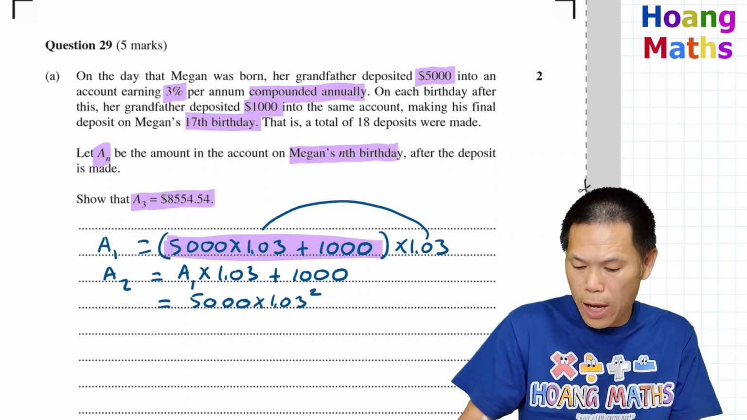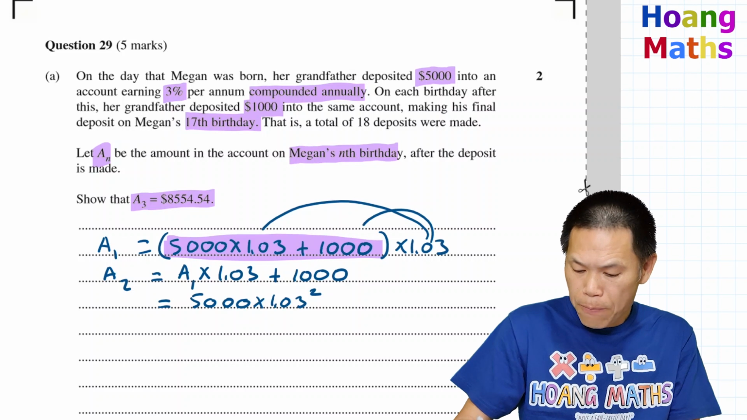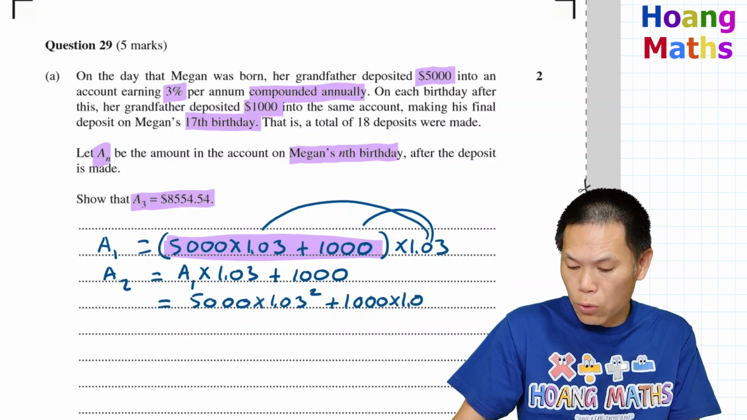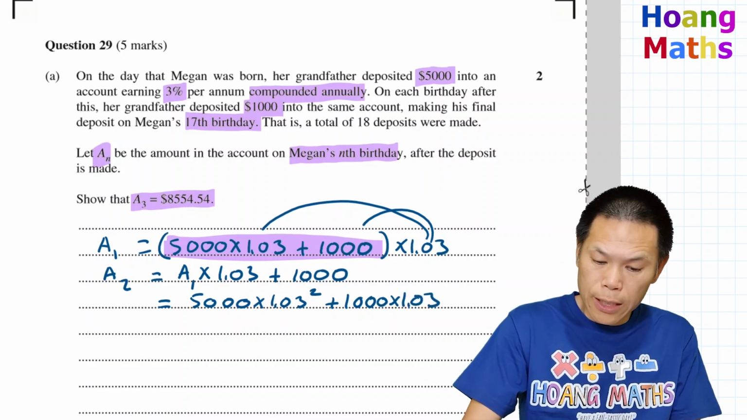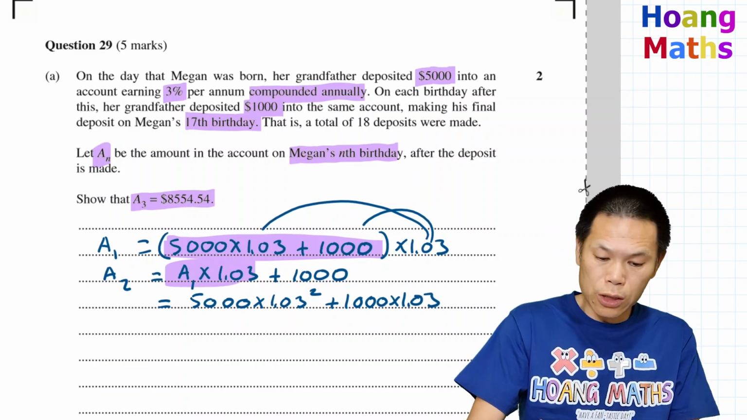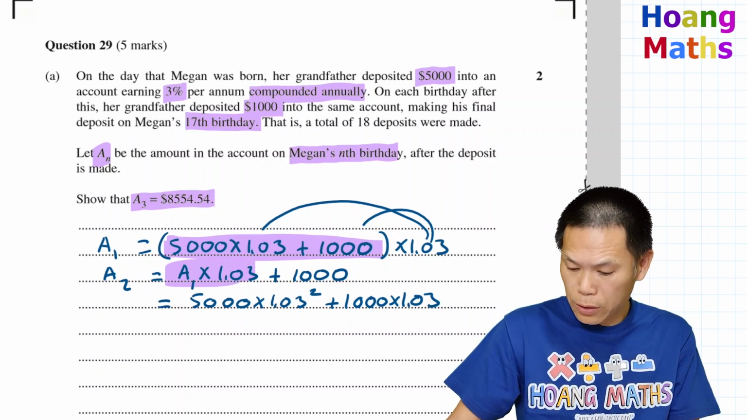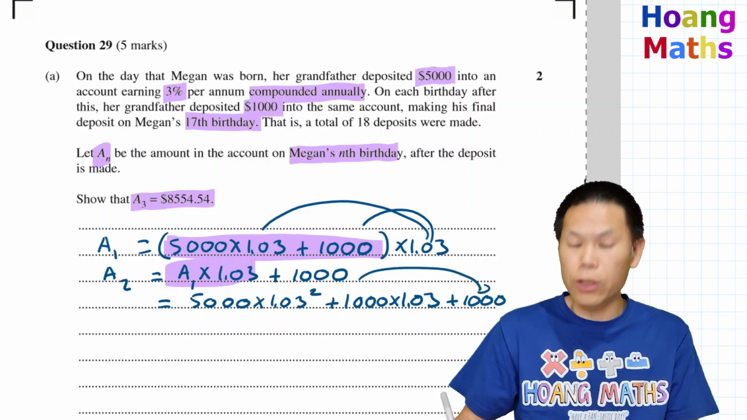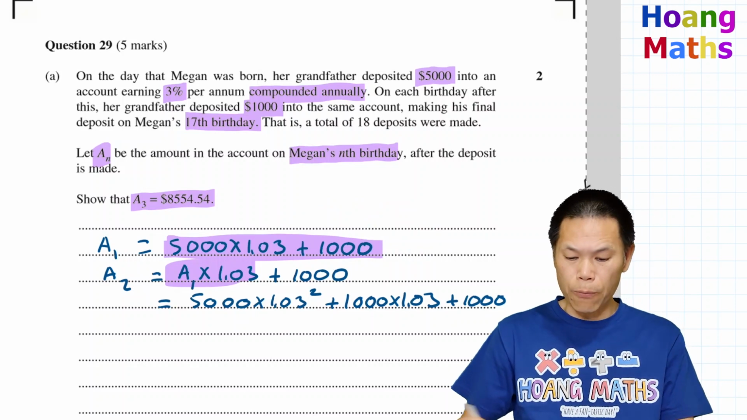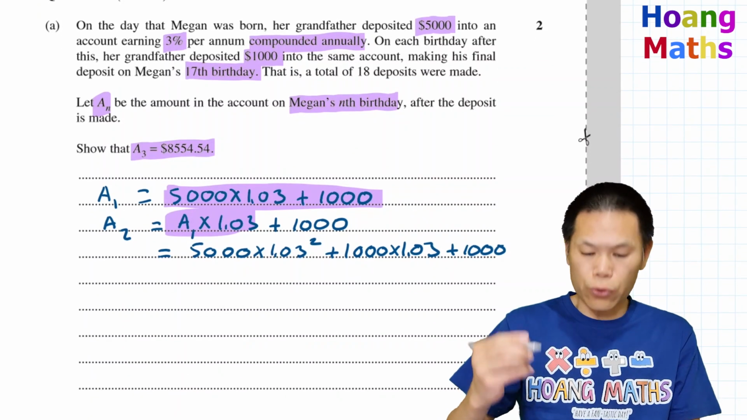And this 1,000 times 1.03 gives me 1,000 times 1.03. So this here is this one here, okay? Now we just need to write down the $1,000. This is this one here, okay? So keep that in mind. Let me just clear this first. So there you go.